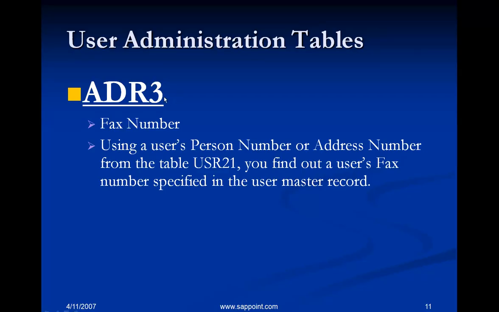Similarly, if you want to find out the fax number of a user, if it has been maintained in the user master record, then to find out the fax number, you can use the table ADR3. Again for this, you need the person number or the address number of that user ID, which you can get from USR21. Again, the fax number has to be specified in the user master record in the address tab of SU01. If you don't, then there will be no entry in this table for that user ID.